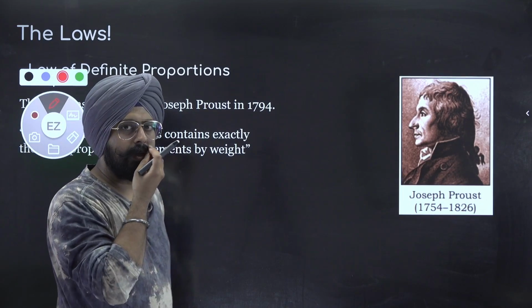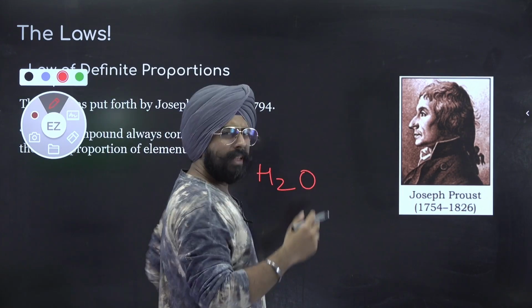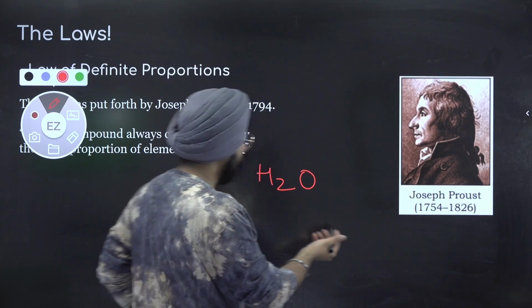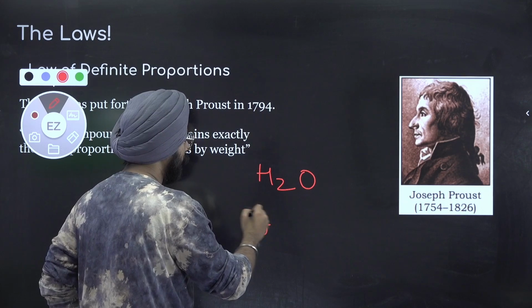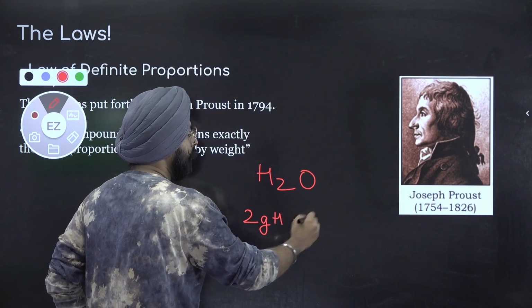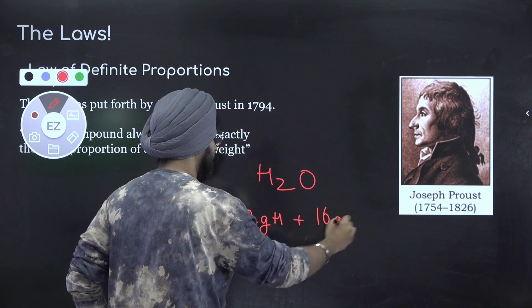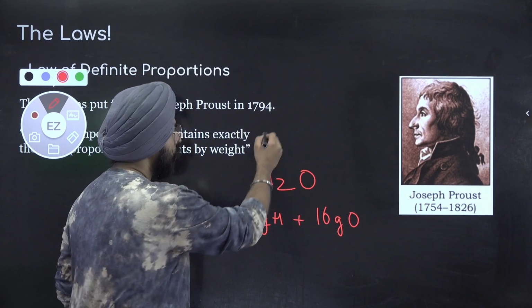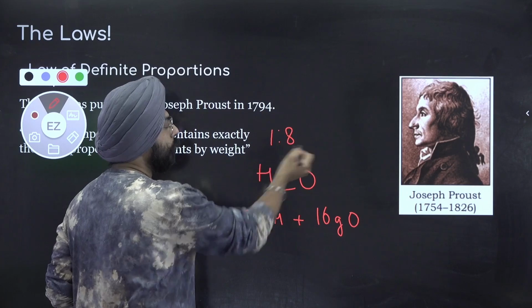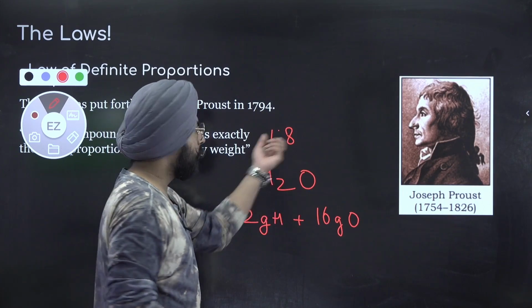It basically means that if I take water, everyone knows the ratios in which H2O is. So basically you can have 2 grams of hydrogen which combine with 16 grams of oxygen. Yeah, this will always be the ratio. The ratio of mass of hydrogen to oxygen in water will always be 1:8.